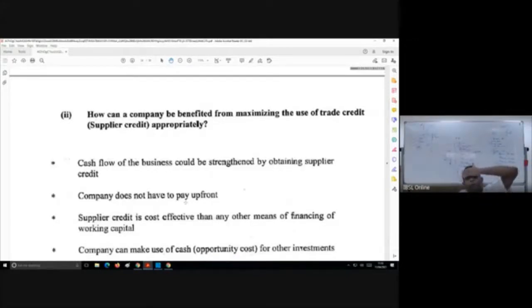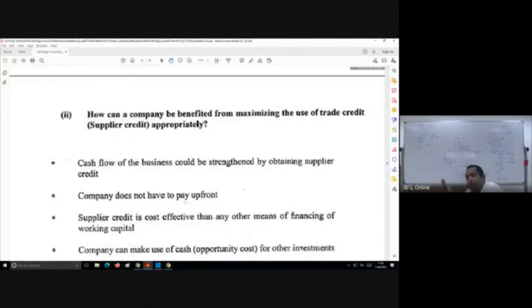How can a company be benefited from maximizing the use of trade credit? What is trade credit? Trade credit is getting your raw material or your intermittent product or your product without paying. You go to the market, purchase goods, but you don't pay. You issue a post-dated check. You issue an instrument, but you don't use your money. Right? So you are not investing your money. You are using someone else's money to operate your business. Right?